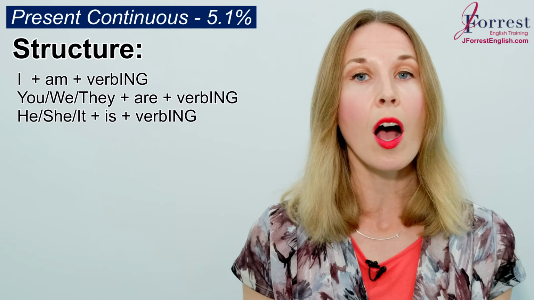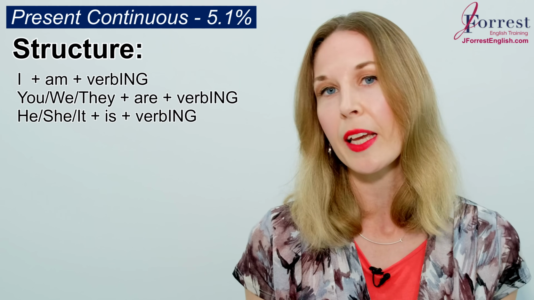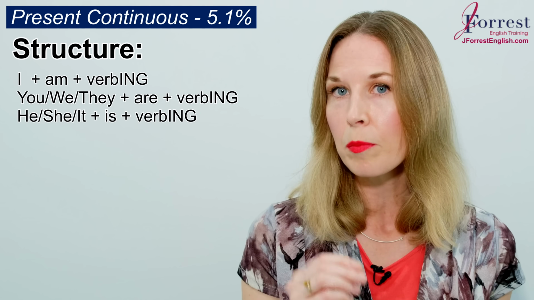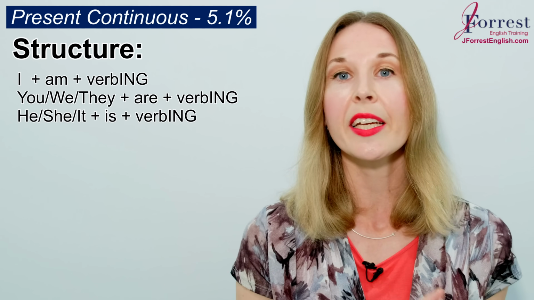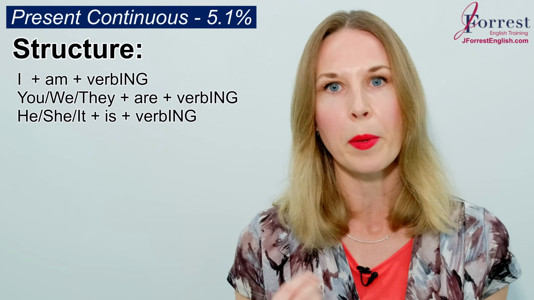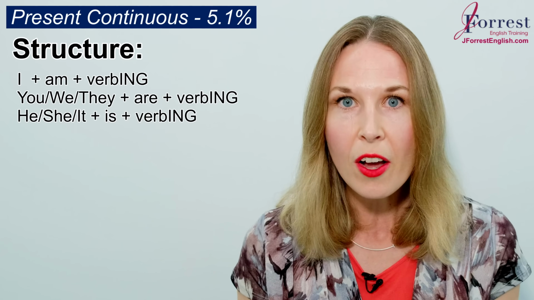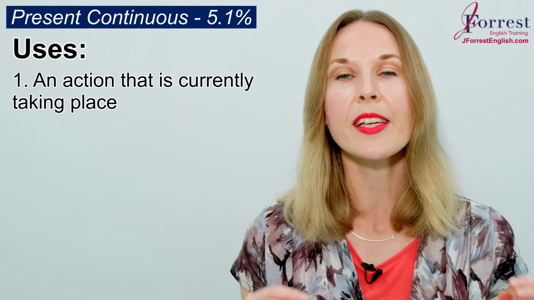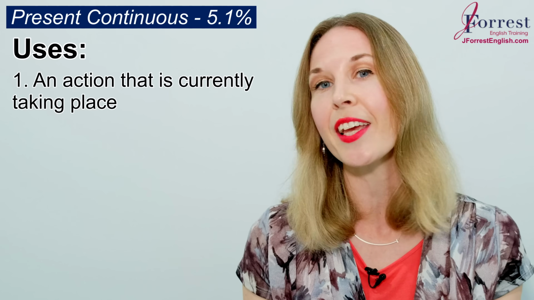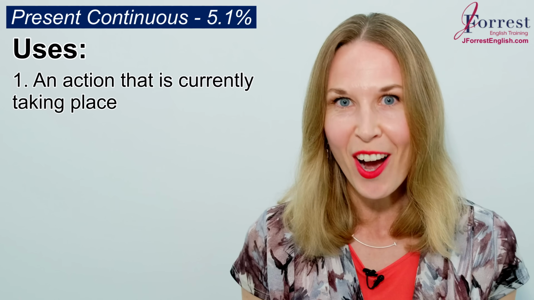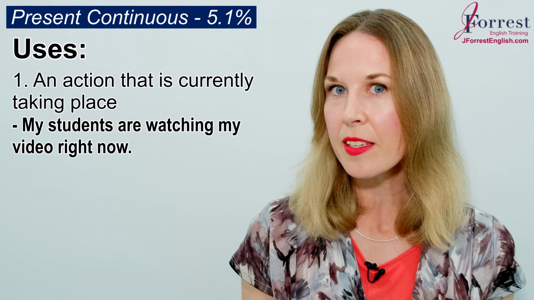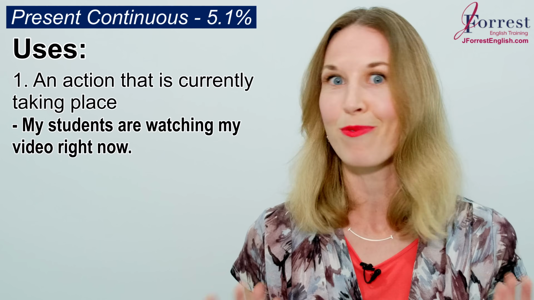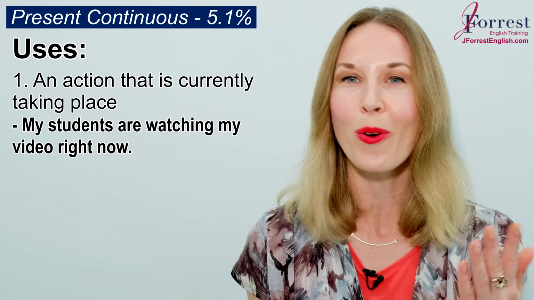The structure is I am plus verb in your ing form, your gerund verb, you, we, they, are plus verb in ing, or he, she, it is plus verb in ing. So don't forget, you have to conjugate the verb to be according to the subject. The present continuous is used for an action that is currently taking place. Right now, now. So I could say, my students are, because the subject is they, my students are watching my video right now, right? You're watching this video right now.